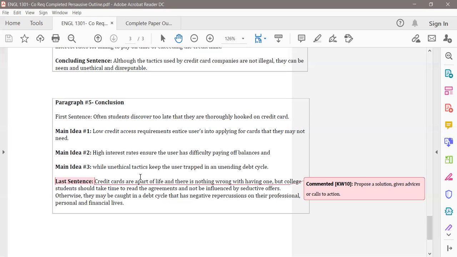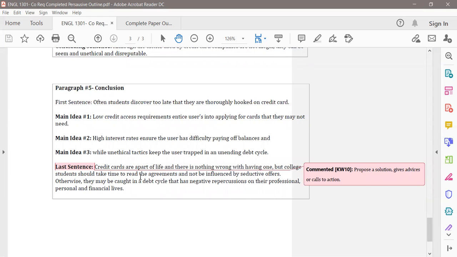Last but not least, the last sentence is going to be my concluding sentence for the whole paper. I want to leave my reader with something to think about. I want to give them maybe a call to action, something to do. I want to give them maybe some advice. I want to propose a solution, or I may want to predict the future and how this topic or issue could play out in the future.